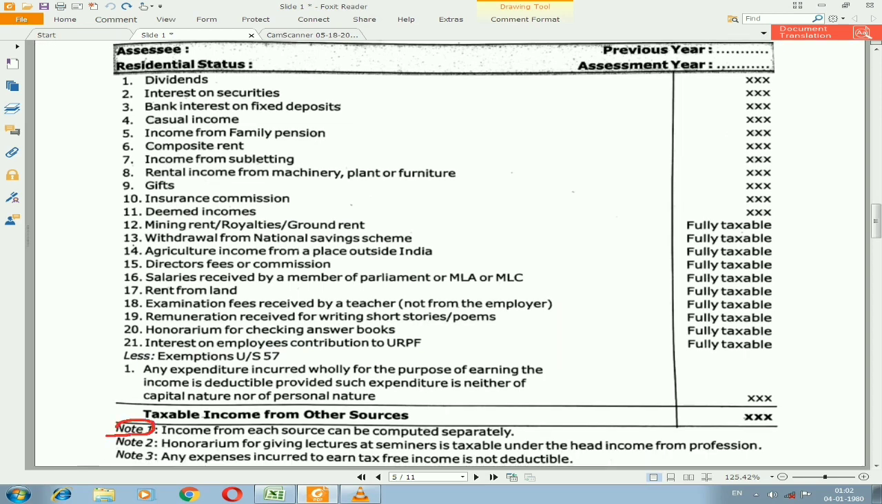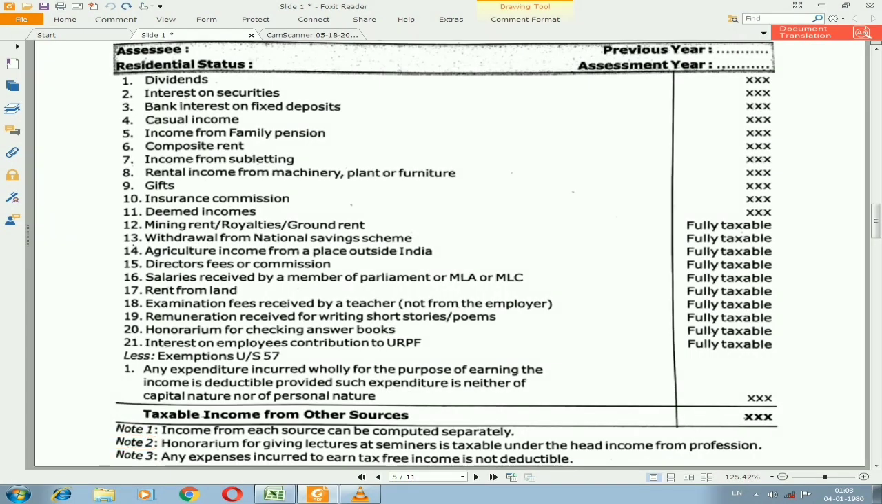Now let us see, we have some notes. Note 1: income from each source can be computed separately. If we have an income and an expenditure for that income, we usually deduct it separately, which is what note 1 says. In note 2, honorarium for giving lectures at a seminar is taxable under the head income from profession. So it will be treated as a profession. If seminars are conducted by lecturers, then any payments made for that will be considered under profession, not under other sources.